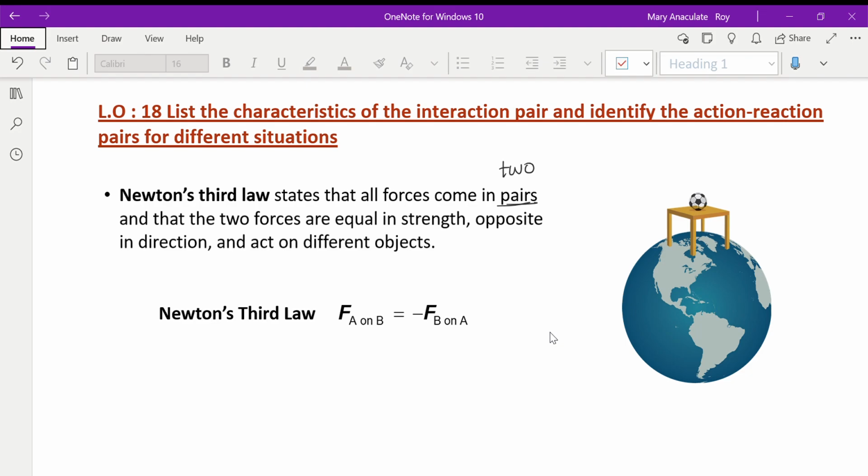right? It will be a set of two, and that the forces are equal in strength, opposite in direction, act on different objects. Now the wordings might be a little confusing to you, but if you understand it, then you will not forget, you will always remember.